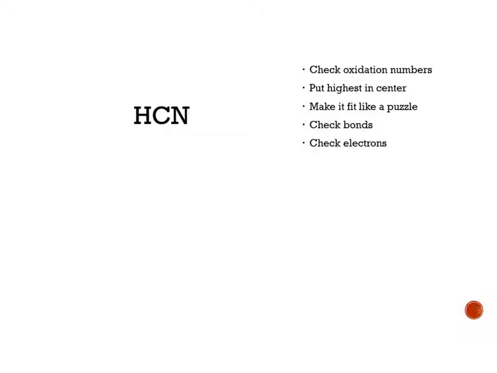Okay, so our hydrogen has an oxidation number of 1, carbon is 4, and then nitrogen is 3. Okay, so we put our carbon in the middle, hydrogen on one side, nitrogen on the other. Our hydrogen wants 1 bond. Our carbon needs 4, and our nitrogen needs 3. Okay, and so how many bonds have to go in between carbon and nitrogen? 3, right? So it's a triple bond. That's the only way this works.